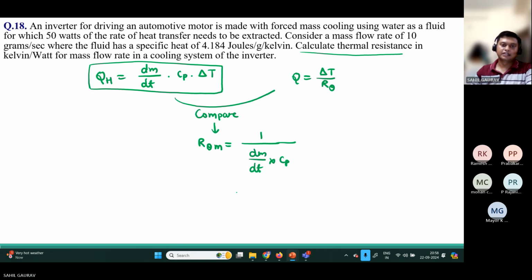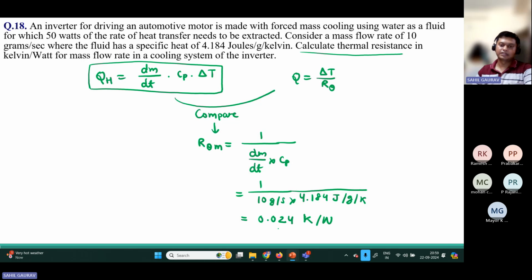And this dm upon dt is given as 10 gram per second and Cp is given as 184 joule per gram per Kelvin. So if you do the simplification, you get 0.0024 Kelvin per watt. So joule per second will give you watt. So this is the answer.